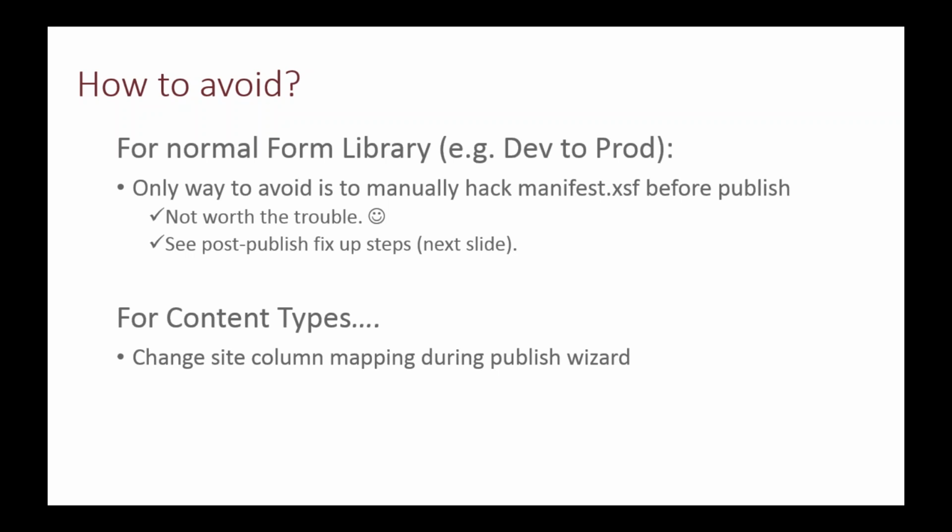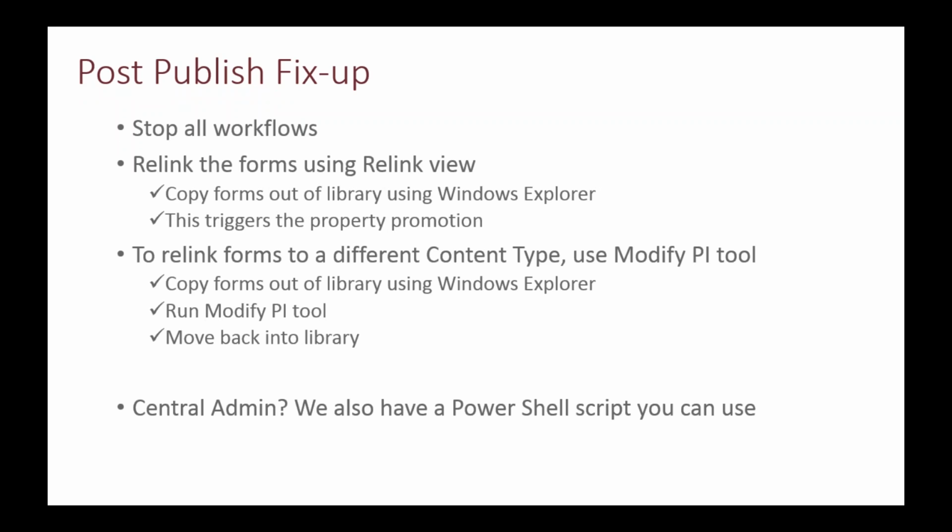For content types, like we just mentioned, during that publishing process, you can actually stop and say, wait a minute, this is when I'm supposed to set it to those previous site columns so I don't get duplicates, right? When you're publishing the content types, there's a screen in the dialog that says, where do you want to map your promoted properties? And the default is new site columns. So if you just stop there and realize I need to map it to the previous ones, then you won't have this issue. But most people don't do that. So let's talk about how to fix this up.